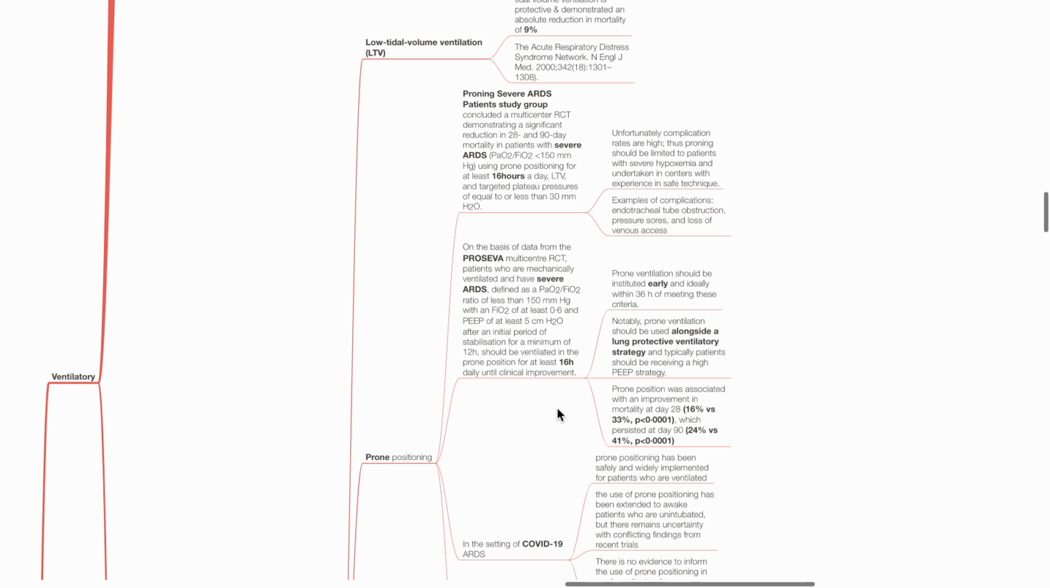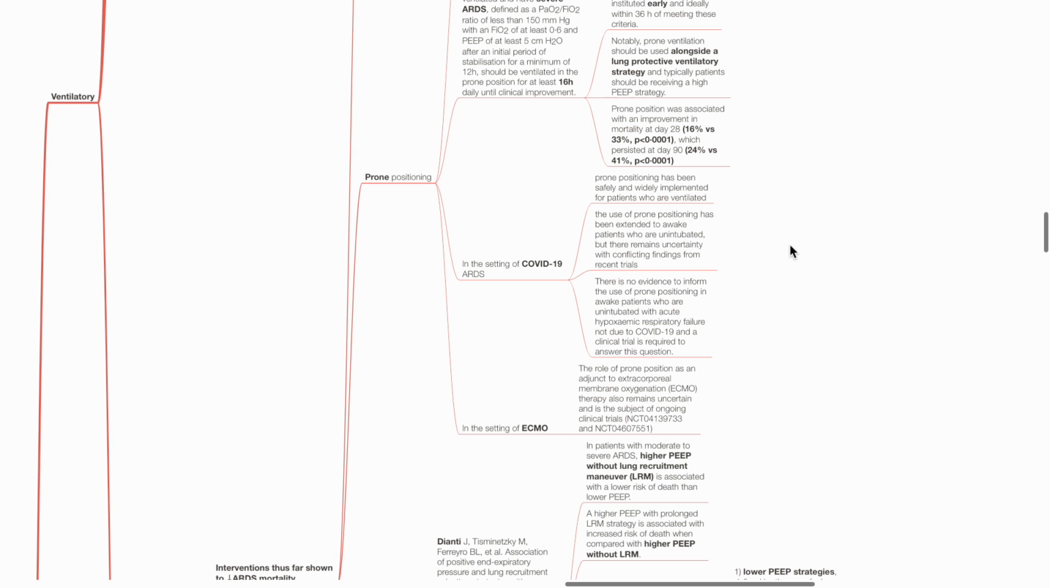Prone position was associated with an improvement in mortality at day 28, 16 versus 33%, which persisted at day 90, 24 versus 41%. Unfortunately, complication rates are high, which included endotracheal tube obstruction, pressure sores, and loss of venous access. In the setting of COVID-19 ARDS, prone positioning has been safely and widely implemented for patients who are ventilated. The use of prone positioning has been extended to awake patients who are unintubated, but there is uncertainty with conflicting findings from recent trials. In the setting of ECMO, the role of prone positioning is uncertain.